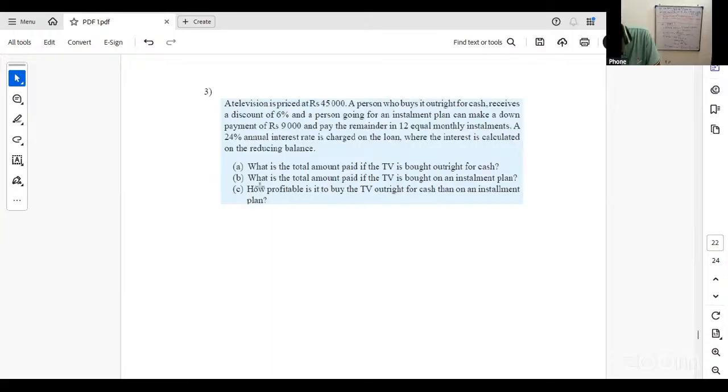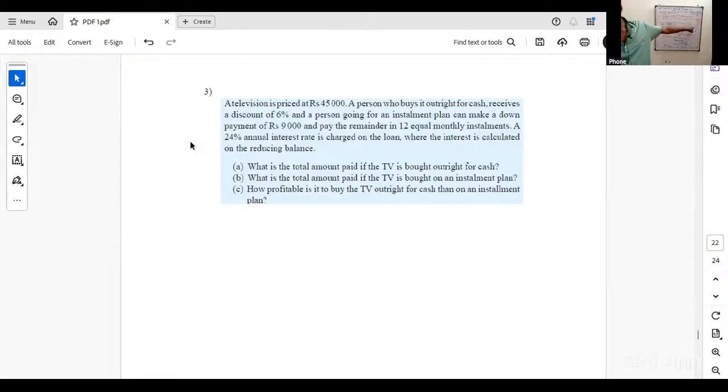Wait, how profitable is it to buy the TV outright for cash than on installment plan? Yes, I forgot one part. Why this 9,000? He already has paid 9,000, right? So you have to add another 9,000 for this. Why? Because this one is the total amount with the interest, and already 9,000 he has paid as advance.